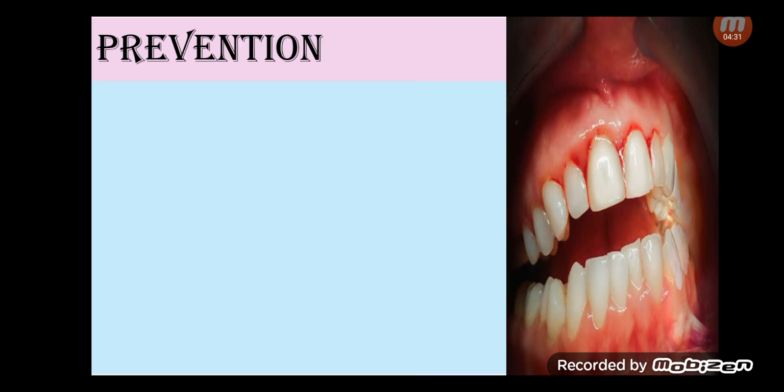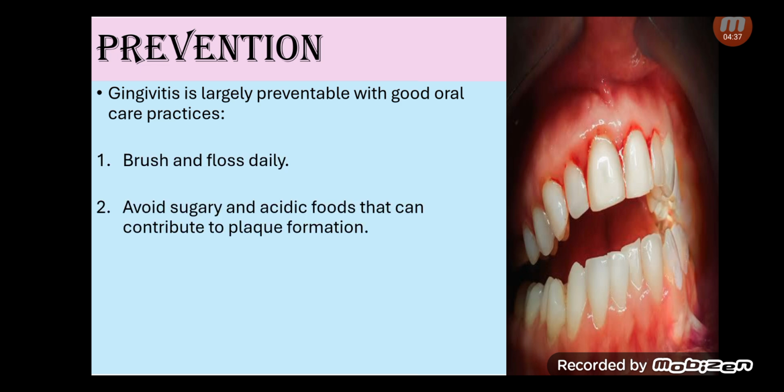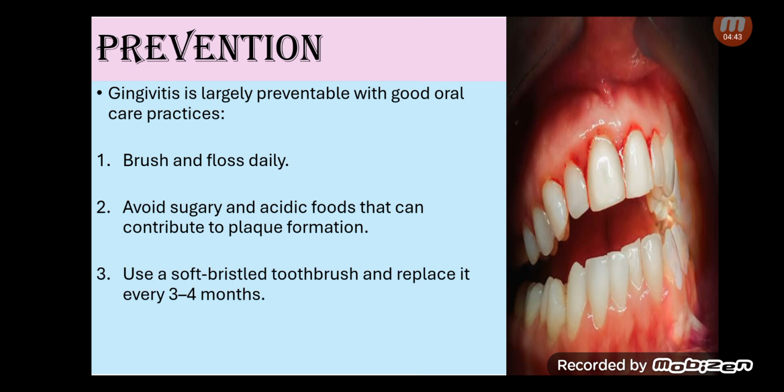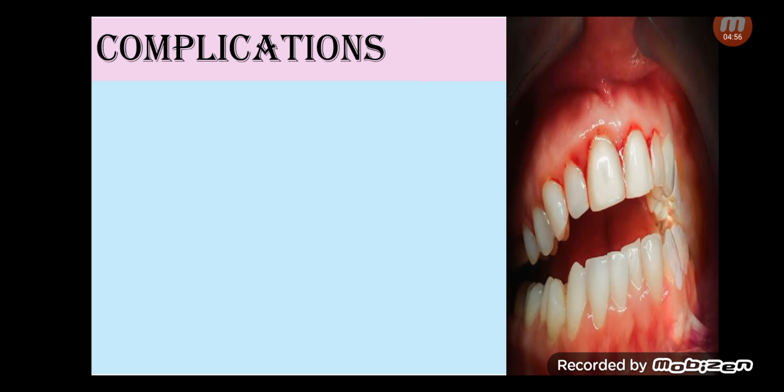So let's talk about the prevention of gingivitis. How can we prevent it? It is largely preventable with good oral hygiene practices that include brushing and flossing daily, avoiding sugar and acidic foods that can contribute to plaque formation, and using a soft bristle toothbrush and replacing it every 3 to 4 months. And also visiting a dentist for professional cleaning at least twice a year can really decrease the risk of gingivitis.